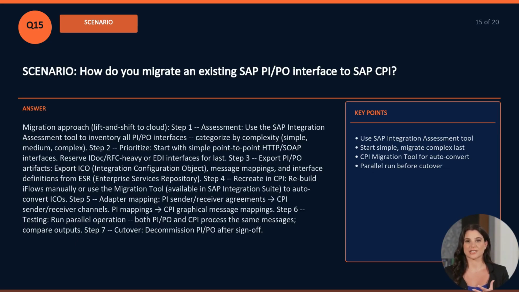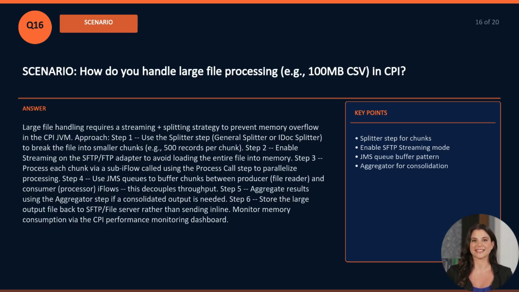Always use the integration assessment tool to prioritize, use the migration tool to save time, and always do a parallel run before cutover. Question 16. How do you handle large file processing, for example 100 megabytes CSV, in CPI? Processing large files in SAP CPI requires a streaming and splitting strategy. The biggest risk is memory overflow in the CPI JVM. If you try to load a 100 megabyte file all at once into memory, the iFlow will crash.